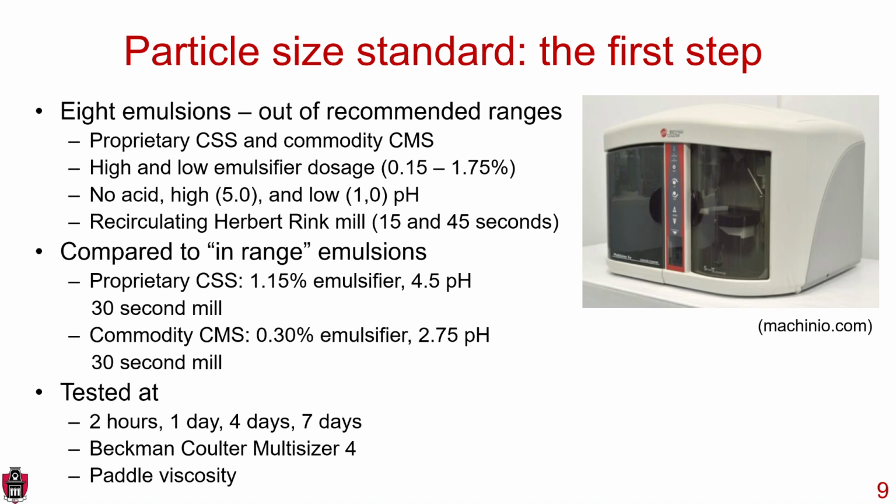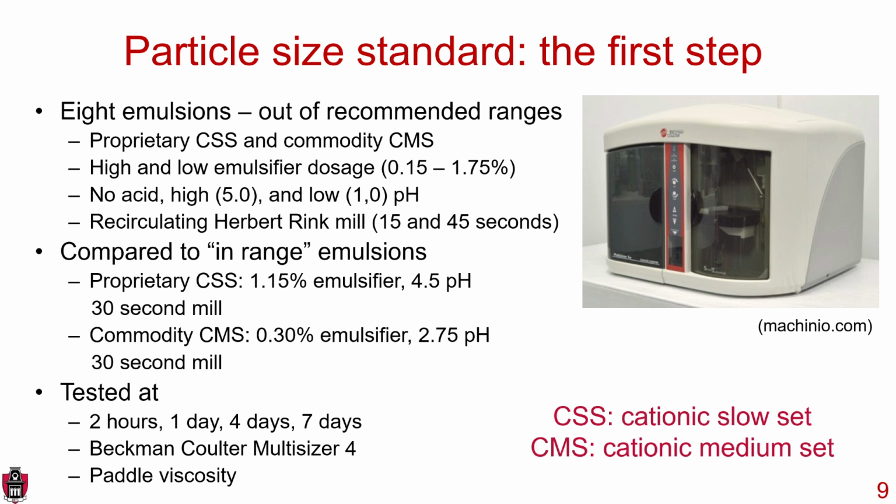And then we tested these emulsions that we made at 2 hours, 1 day, 4 days, and 7 days using a Beckman-Coulter Multisizer, and we measured viscosity using the paddle viscometer. Just to reiterate, CSS is cationic slow set, CMS is cationic medium set. And to clarify, we tested the particle size at 2 hours, 1 day, 4 days, and 7 days, and we measured the viscosity at those 4 time periods.